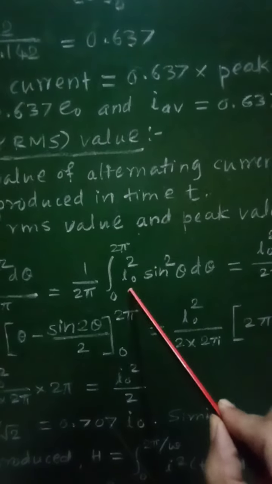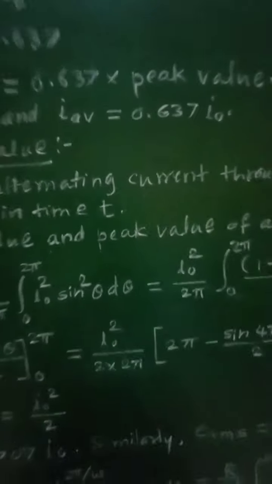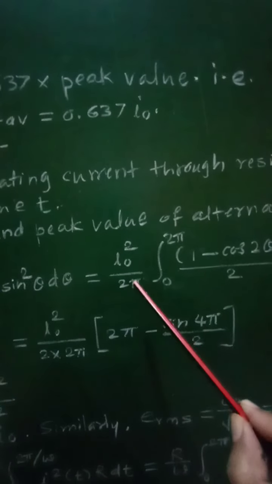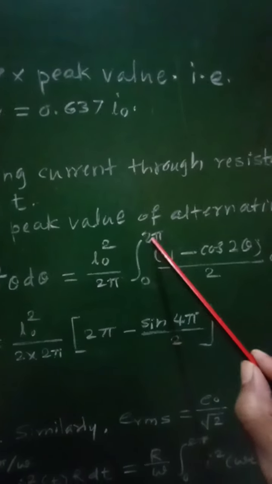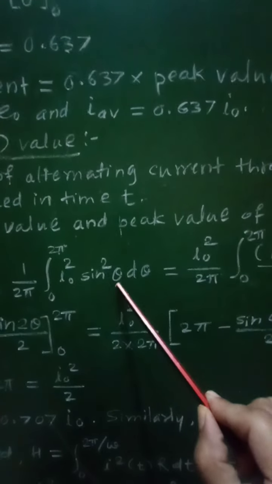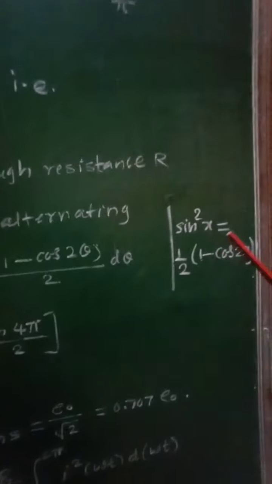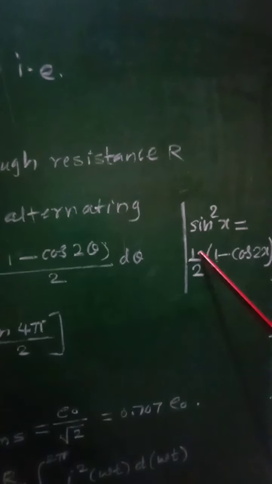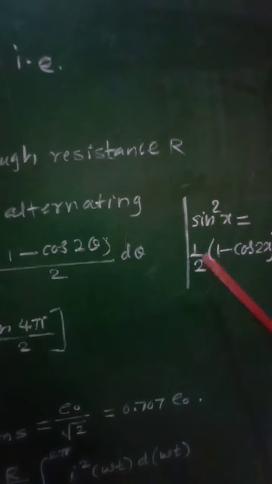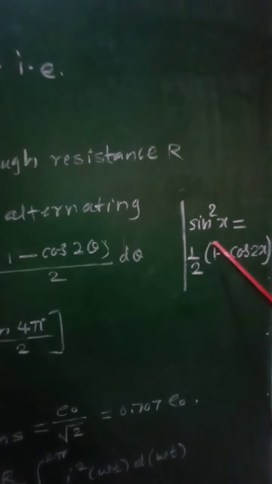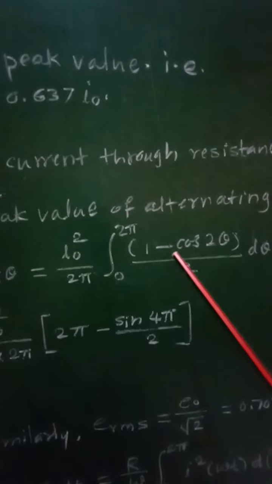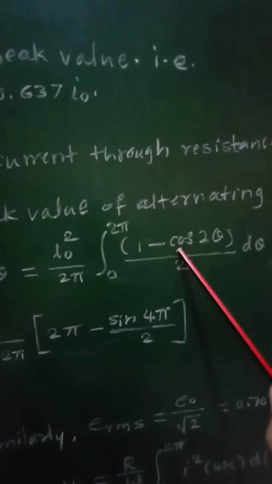But the peak value I0 square will be constant, therefore again taken out of the integration. Therefore we can write I0 square upon 2 pi integration from 0 to 2 pi. Now this sin square theta will be split by using the formula sin square x equals half into 1 minus cos 2x, that is 1 minus cos 2x upon 2. So by using this formula, this sin square theta will be written as 1 minus cos 2 theta upon 2 d theta.